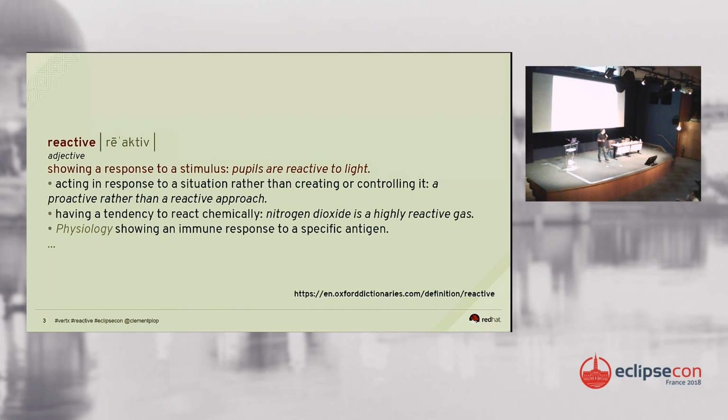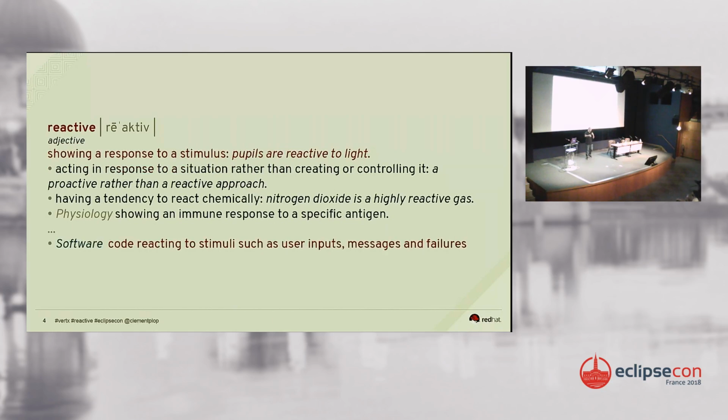But if you look at the Oxford Dictionary to know what reactive means, reactive is defined as showing a response to a stimulus. So if we apply this definition to software, we can simply say that a reactive software is a software showing responses to stimuli such as user inputs, events, users, and so on. And you can say, well, since the early age of software, we are building reactive systems as it's the goal of software to obey the user and the operating system.